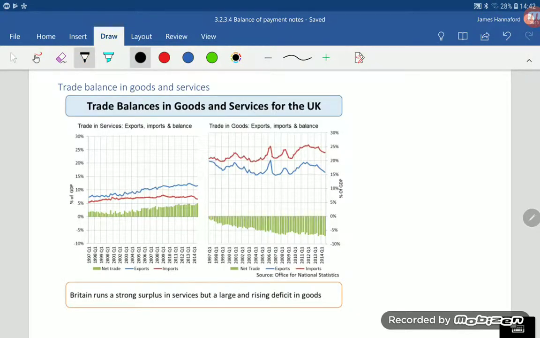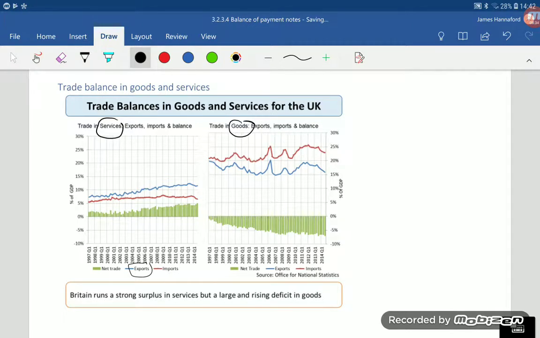So this is a rather interesting piece of data. It just shows to you, so I'll highlight this first. This one's talking about services, whilst the one on the right is talking about goods. Well, you can see that as the blue represents the exports, in terms of services, we export a damn sight more than we import.